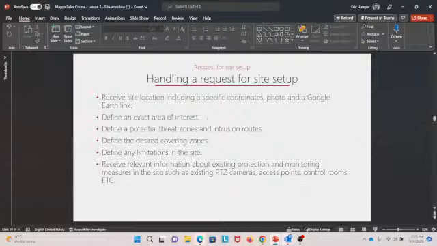Obviously, threat zones and intrusion routes, pointing exactly to the same topic. Covering zones as pre-alarm. So what's the maximum coverage? From where onwards should we track? Yeah, those are the most important considerations.